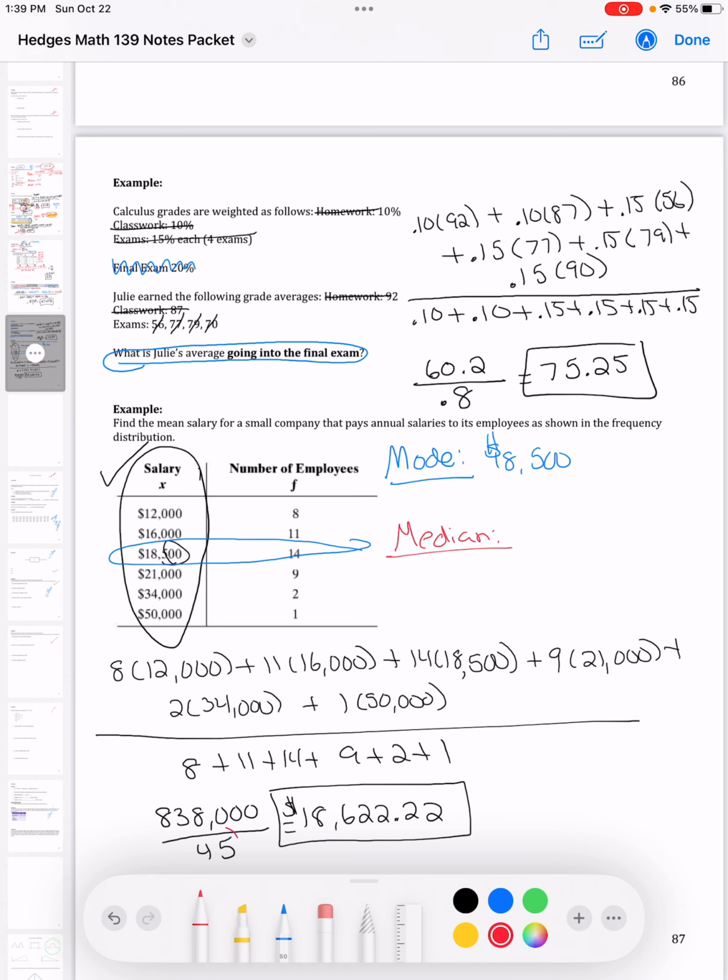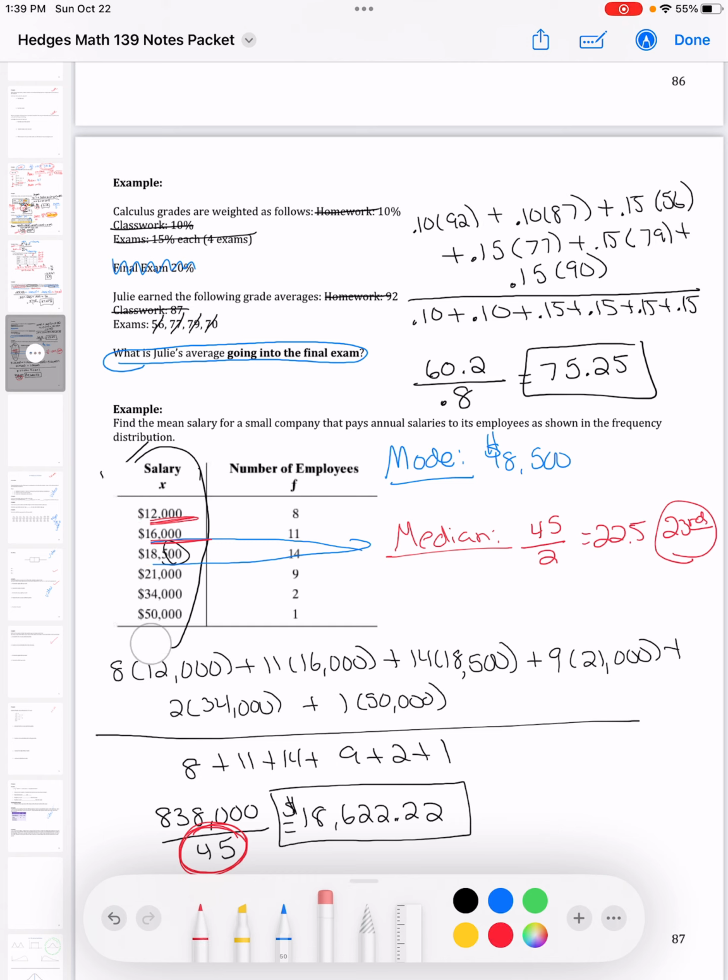So there are a total of 45 numbers in this list. I know we didn't list them all out, but we could have listed them out, it would have had 12,000 written 8 times, then 16,000 written 11 times. So if we had written every one of those numbers out, there would have been 45. And I know I've said a whole bunch, but the median is halfway, so I'm going to divide that by 2. So the median would have been the 23rd number in the list. If I'd listed out everything possible, it would have been the 23rd number.